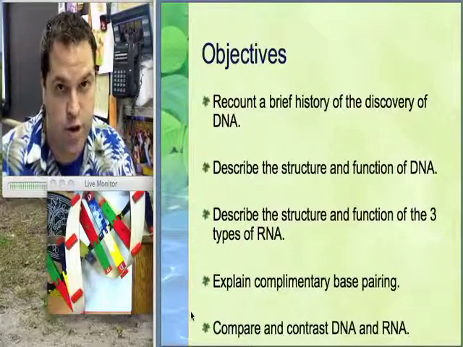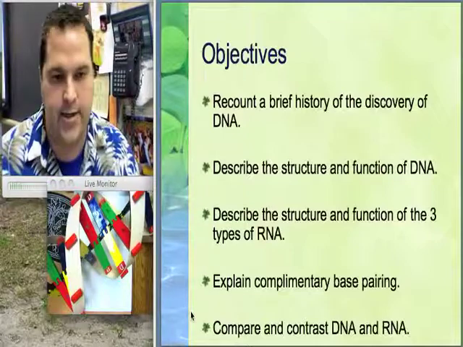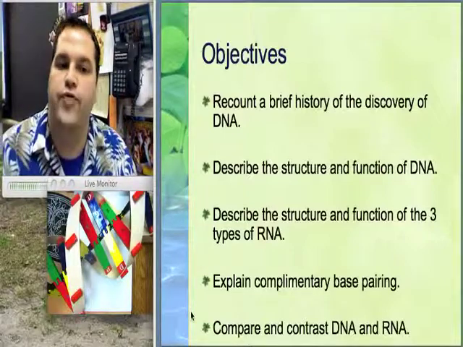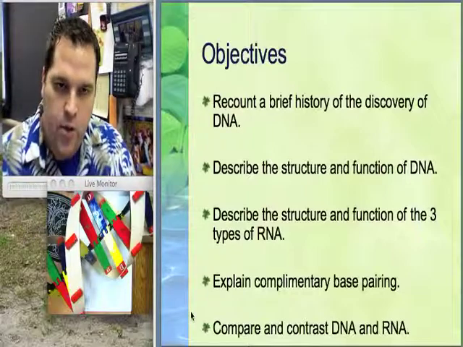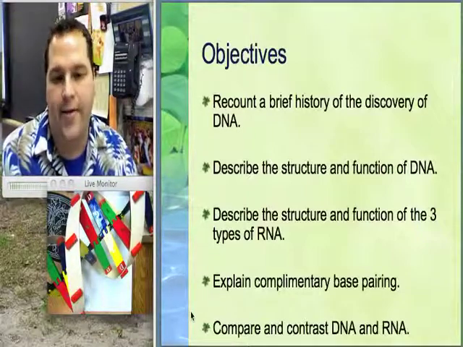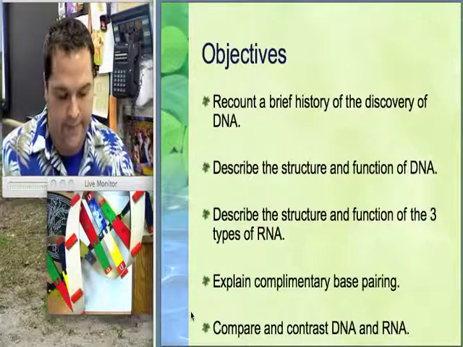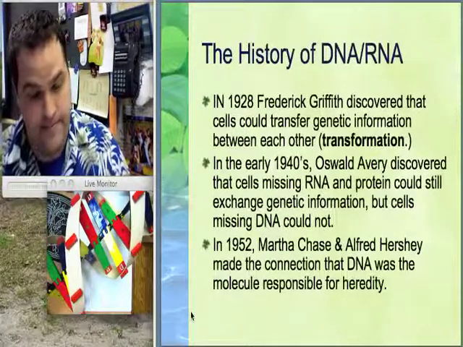We're going to talk about its structure and, of course, its function, because in biology, structure and function always go hand in hand. We're going to describe the structure and function of all three types of RNA. We're going to talk about complementary base pairing, which is actually the key, and then we're going to compare and contrast both DNA and RNA. So let's go ahead and get started.